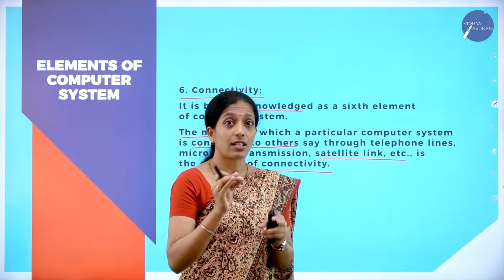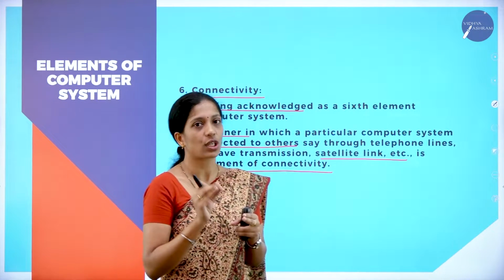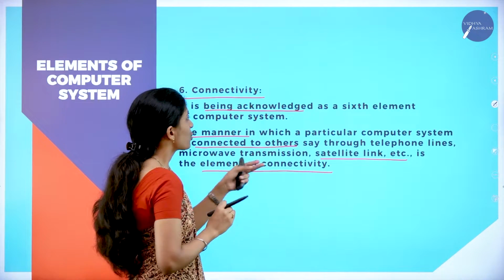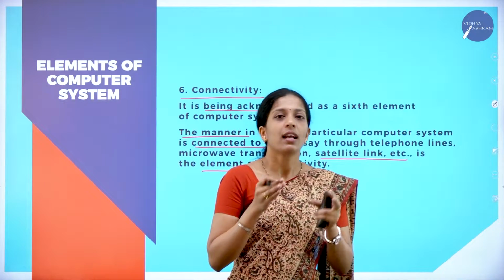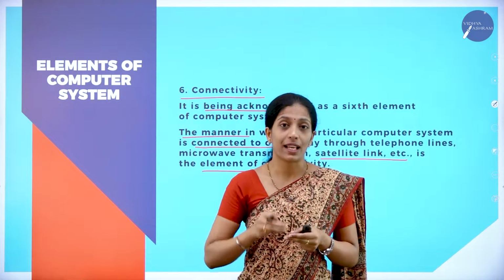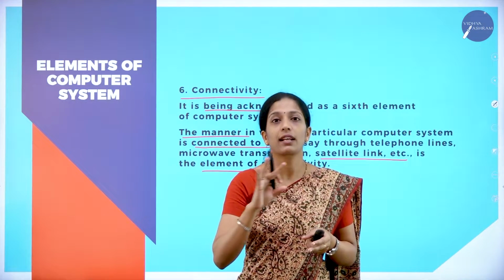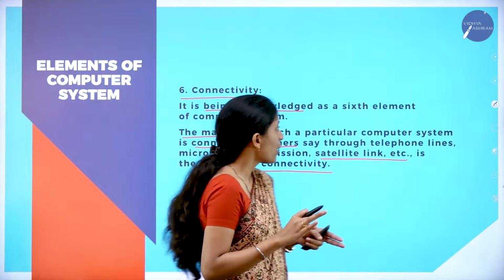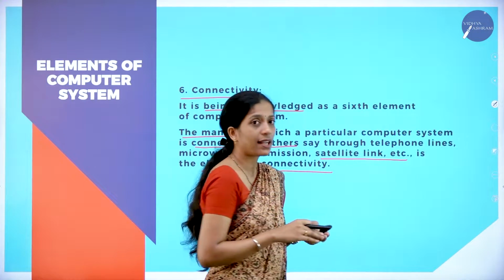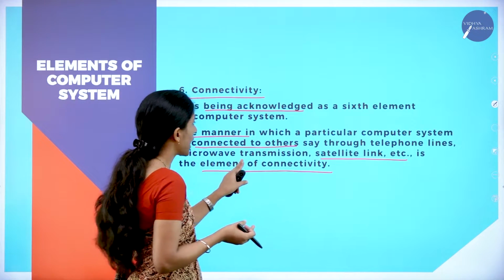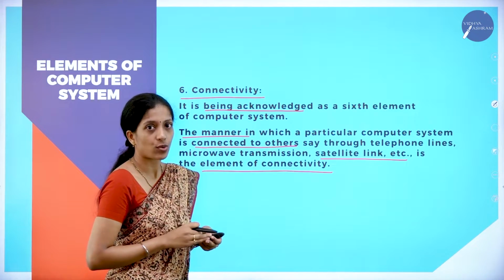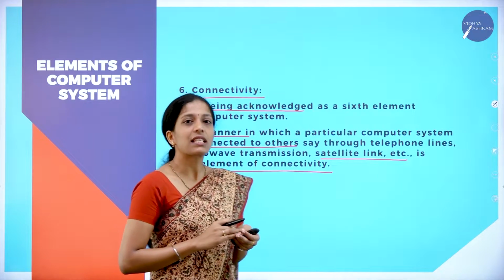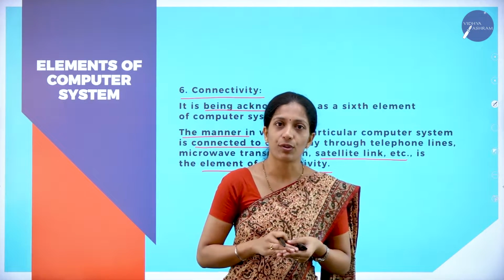So those connecting devices are called what? Connectivity. Connectivity is the sixth element of the computer system, where the computer does not work by itself. It has to be connected to a number of devices, through telephone lines or microwave or satellite transmissions. That connection is called what? Connectivity. So these are a few elements of the computer system.